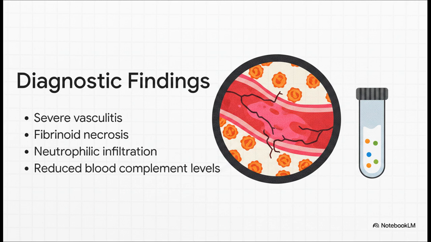You'll also see dense neutrophilic infiltration. And clinically, if you run a blood test, you're often going to find reduced complement levels. Why is that? Well, it's because the relentless formation of these immune complexes is literally consuming the complement proteins way faster than the body can produce them.